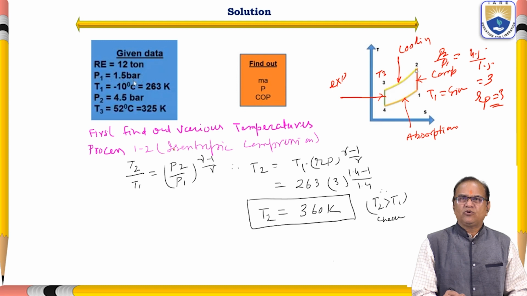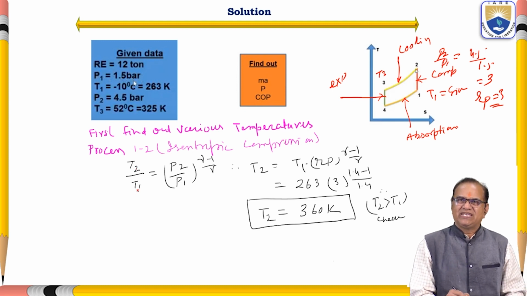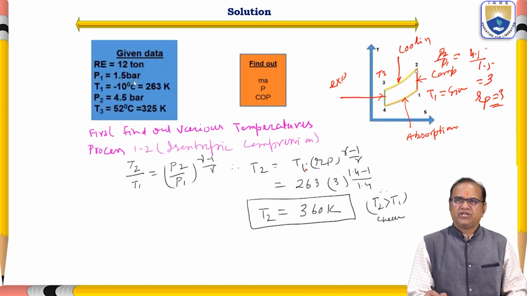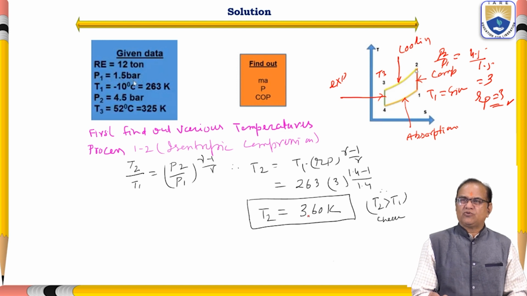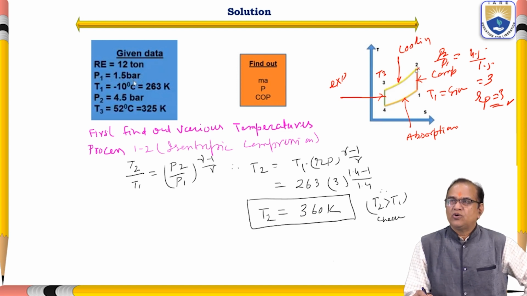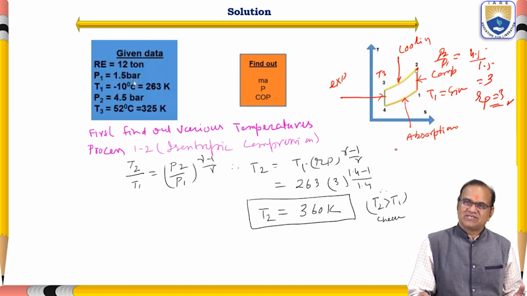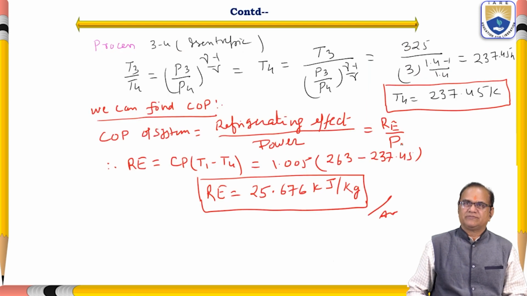So process 1-2 is isentropic compression. Here T2 by T1 is equal to P2 by P1 to the power gamma minus 1 by gamma. So T2 is equal to T1 times RP to the power gamma minus 1 by gamma. T1 is equal to 263, RP is equal to 3 here, and 1.4 minus 1 by 1.4. Here T2 is greater than T1. So we get T2 is equal to 360 Kelvin. We have to check that it should be greater than T1, then only compression will take place. Otherwise there is some problem in your calculation.